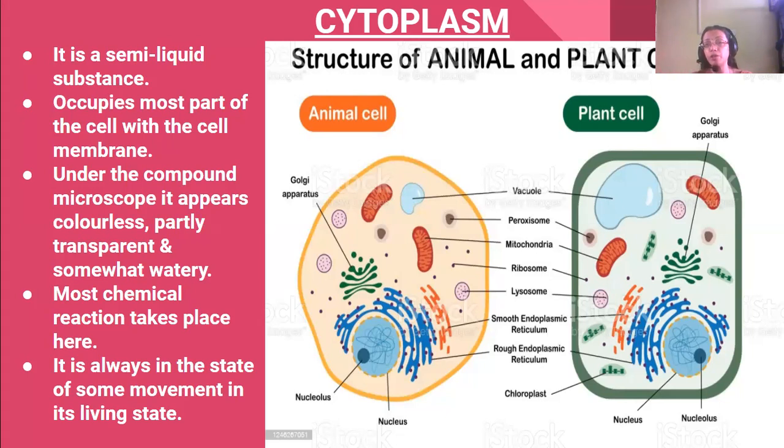So we have come to the cytoplasm now. Cytoplasm is a semi-liquid substance which occupies most of the cell within the cell membrane. Under a compound microscope, the cytoplasm appears colorless, partly transparent and somewhat watery.